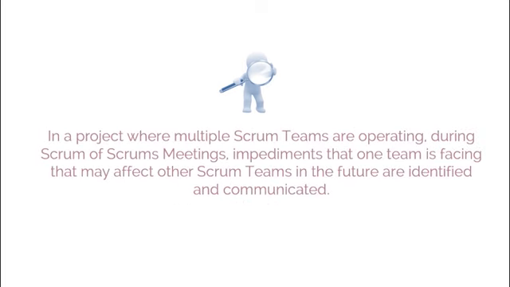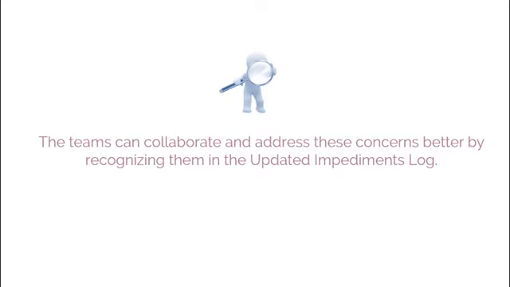Moreover, in a project where multiple Scrum teams are operating, during Scrum of Scrums meetings, impediments that one team is facing that may affect the other Scrum team in the future are identified and communicated, and the teams can collaborate and address these concerns better by recognizing them in the updated impediments log.